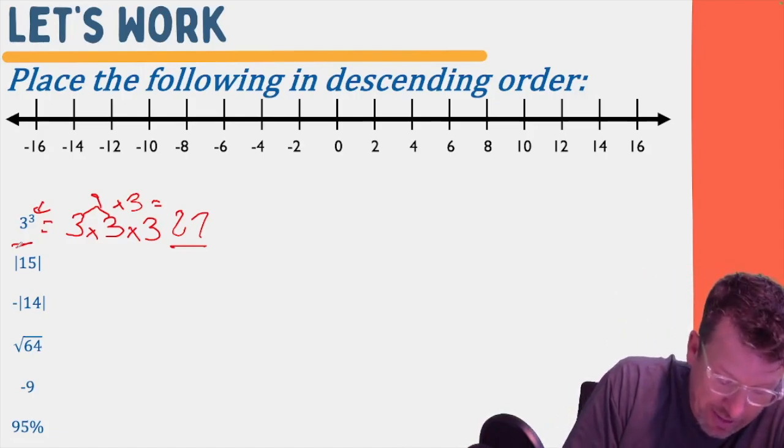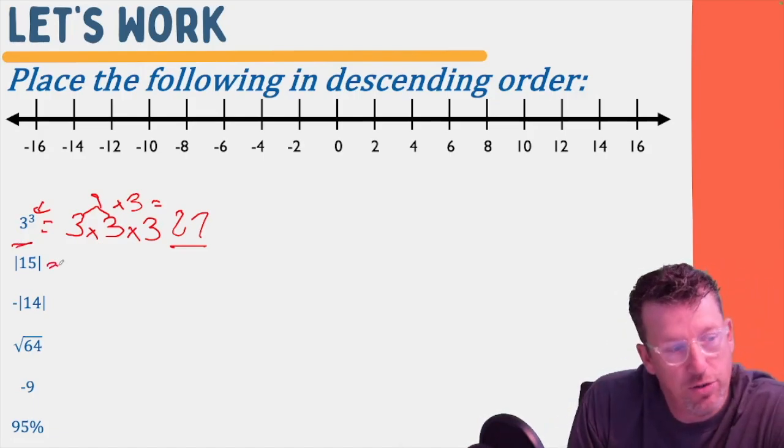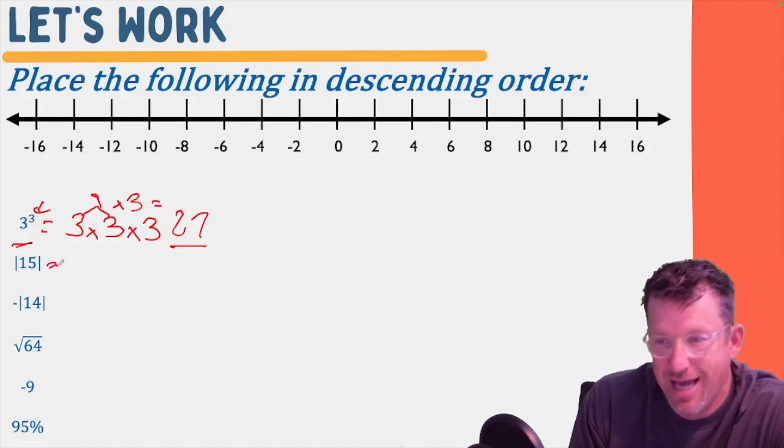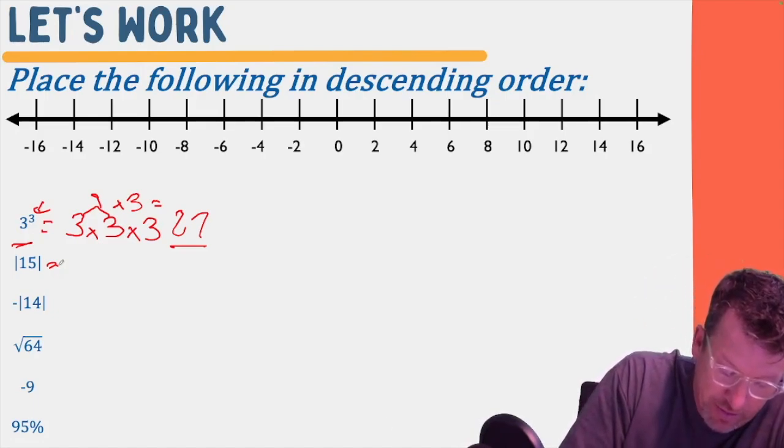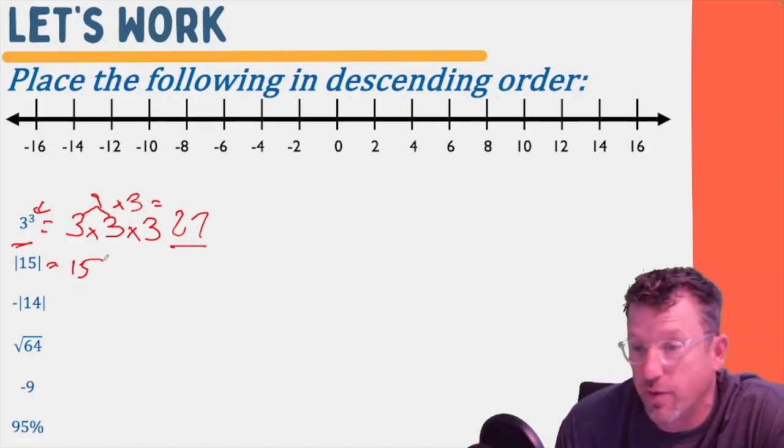The next one is an absolute value question. Absolute value, all we do is change the wording. Absolute value means: how far away is the number in the middle from 0? So how far away is 15 from 0? 15 is 15 away from 0.